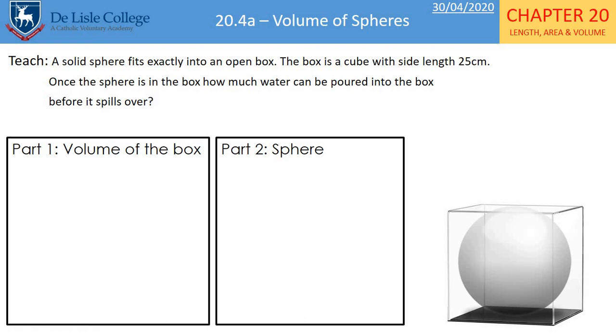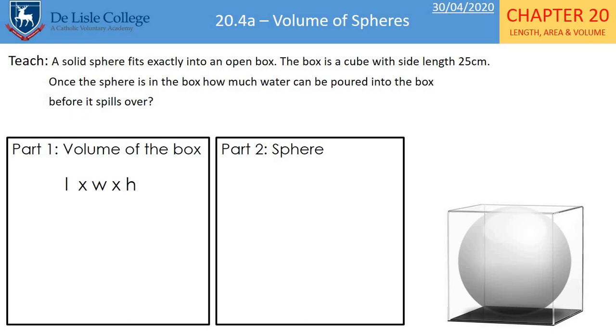Once the sphere is in the box, how much water can be poured into the box before it spills over? Now what I've done for you here is I've broken this question down into 2 parts. We've got volume of the box and volume of the sphere. Now those 2 things on their own won't get you to the final answer, but they'll get you lots of credit. So please pause the video as you try and calculate the volume of the box and the volume of the sphere.